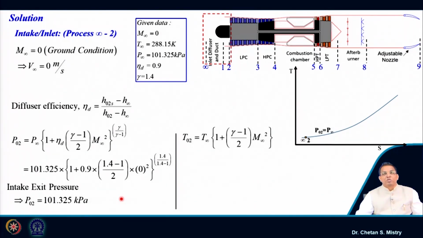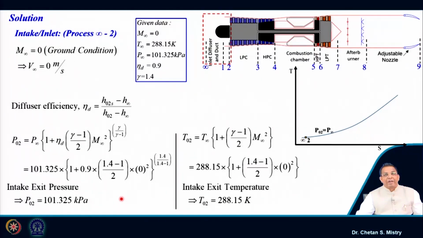In line with that, you can do your calculation for the temperature. Since my M infinity is 0, our exit temperature from the diffuser is the same as the atmospheric temperature, which is 288.15 Kelvin.